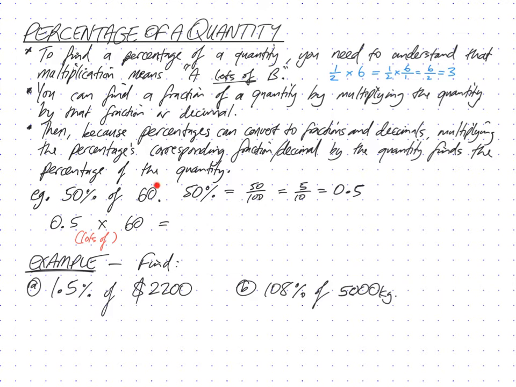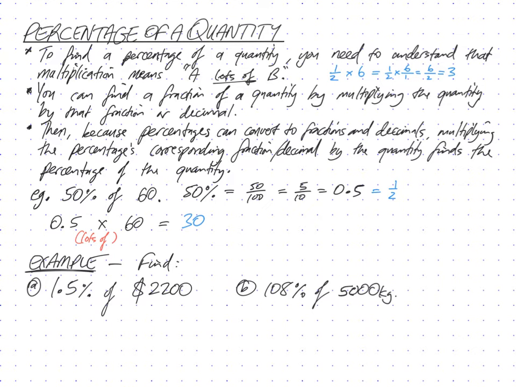So if I wanted to find 50% of 60, I know 50% as a fraction is 50 over 100. That cancels down to 5 over 10. That cancels down to 0.5, or also it even equals 1 over 2. They're all the same. And now if I wanted to find half lots of 60, or what half of 60 is, I would go 0.5 times by 60, which is going to be 30. Okay, so that has told me what 50% of 60 is.